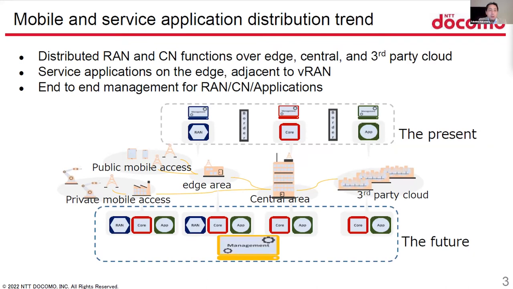And the mobile and service application distribution trend. Clearly, the distributed RAN and CN functions over edge, central, and third-party cloud is an ongoing trend, and this will be a very common situation in the 2030s, I think. And the service applications on edge adjacent to RAN, this is also a clear trend. End-to-end management for RAN, CN, even for the applications, yes, this is also a clear trend to manage our network in an efficient manner. Next, please.